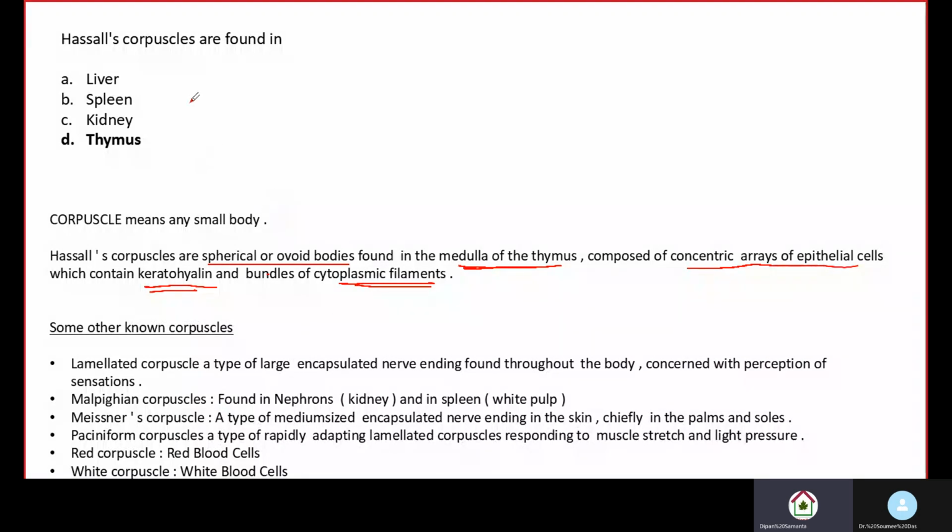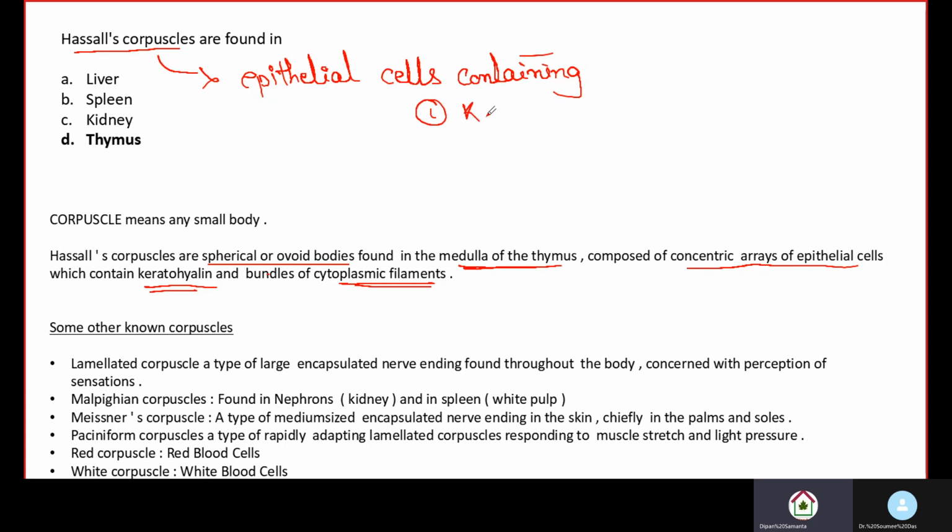So basically, they are composed of epithelial cells containing two things. Number one, keratohyalin, and number two, cytoplasmic filaments.